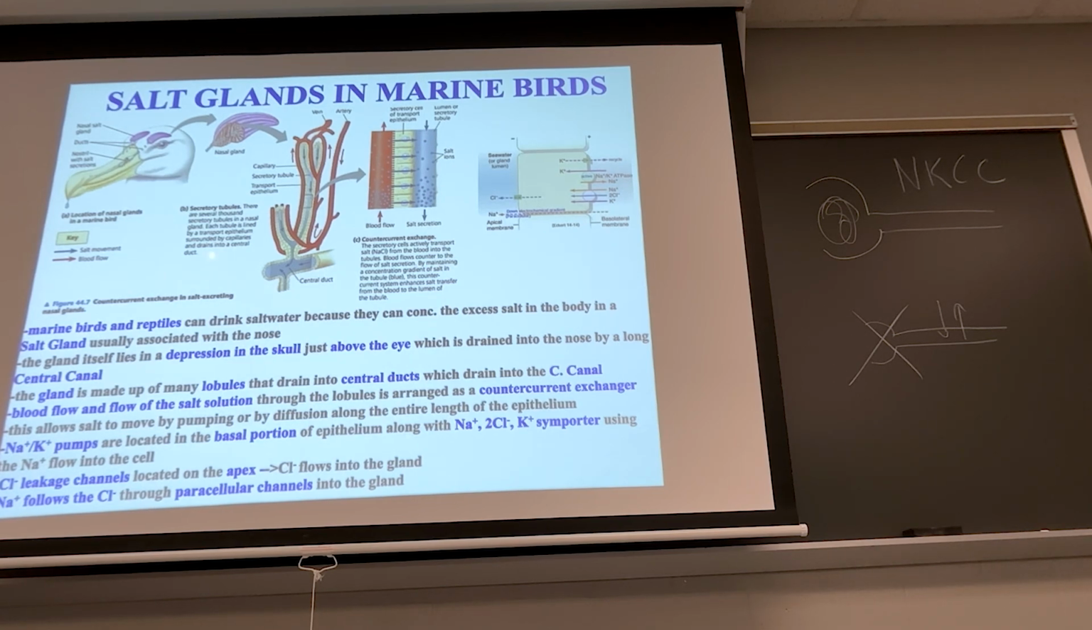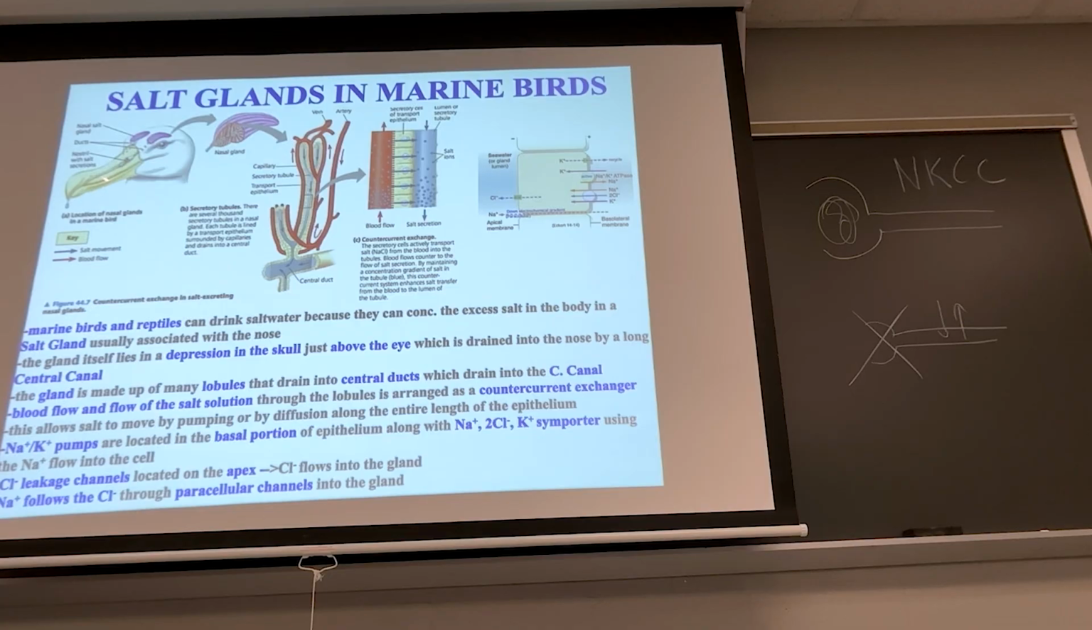And this is a picture out of another physiology text that shows you the countercurrent exchange, right? Where you've got the salt in the duct moving in the opposite direction of the blood by organizing the blood vessels around the elongated glands. And typically these glandular lobules drain into a central duct or canal.